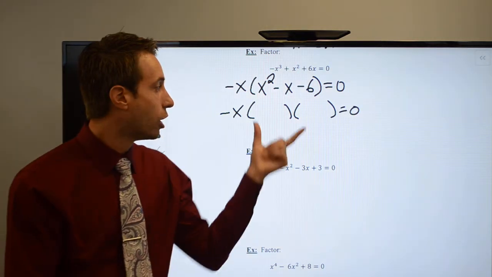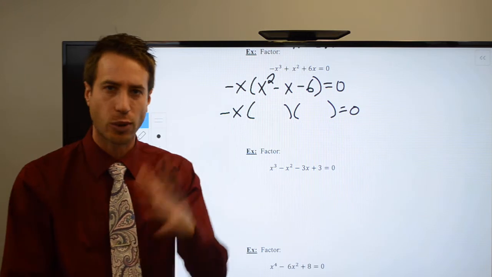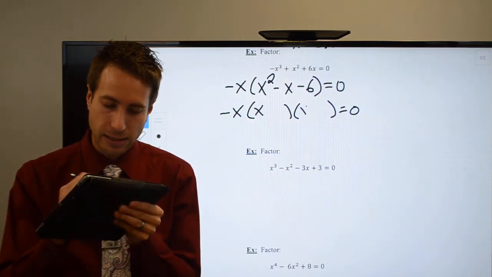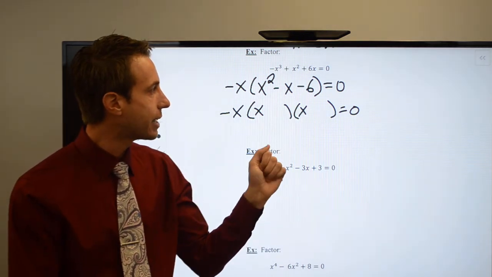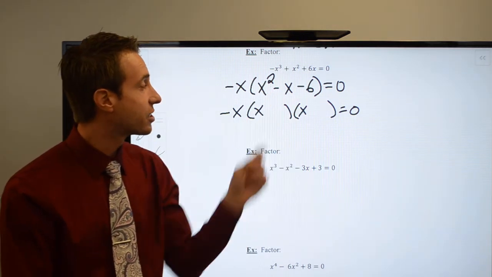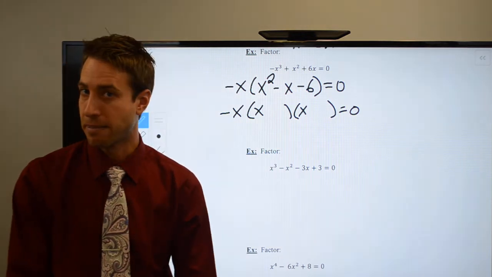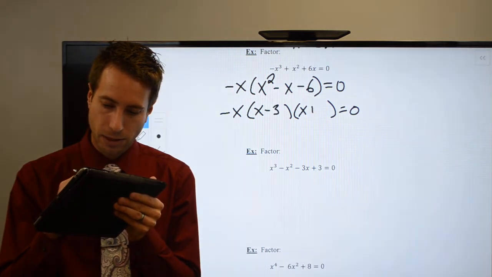What I need are two variables that multiply to an x squared, which is the easy bit. That's just going to be an x and an x. And now I need two numbers that multiply to a negative 6 and sum to a negative 1, which I believe is going to be a minus 3 and a positive 2. Minus 3 plus 2.